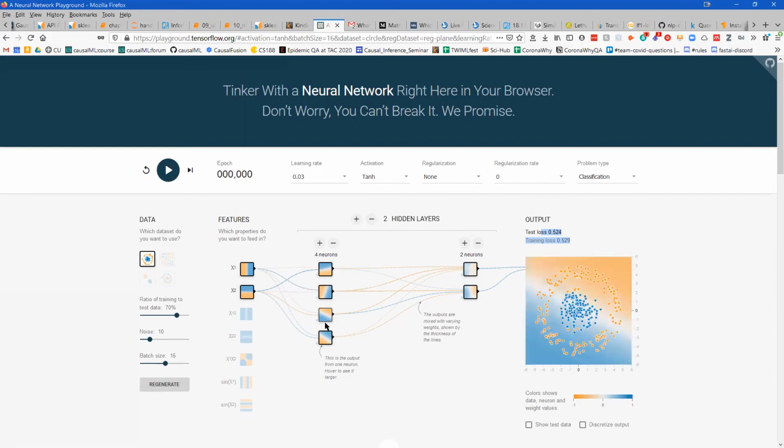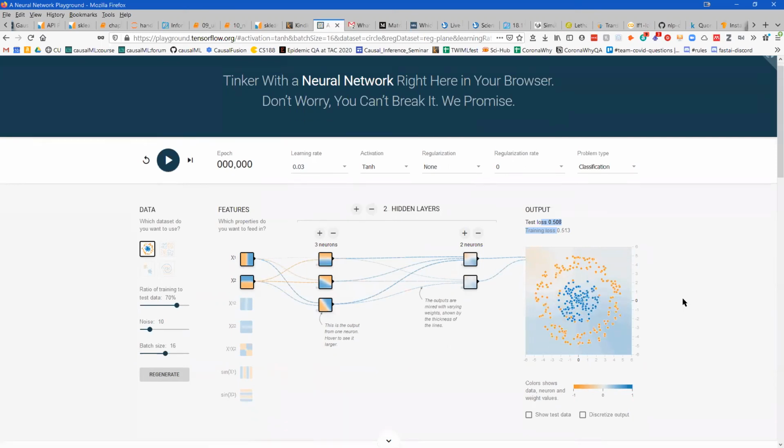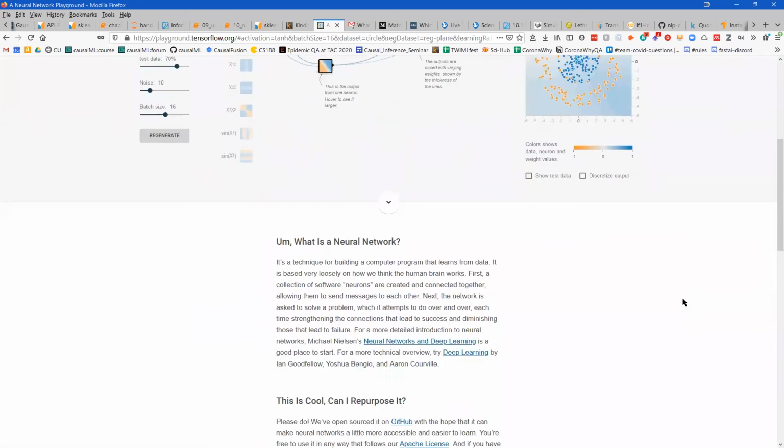You can see what happens if you add or take away neurons. Now you can have just 3 neurons instead of 4. See if that does any better. And it seems to do a little better. There's a lot of things you can play with here and just get a feeling for what neural networks do.